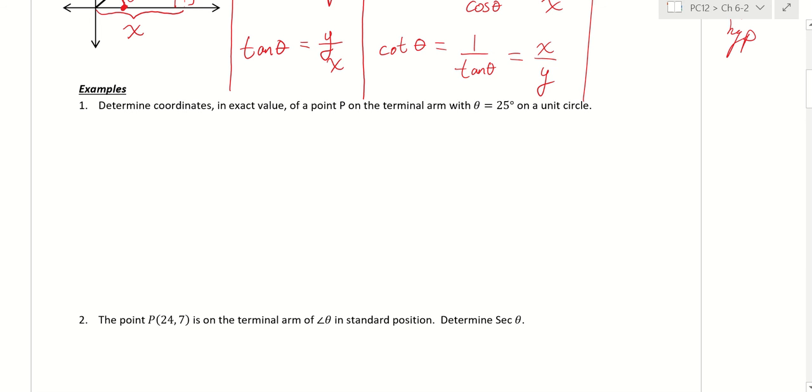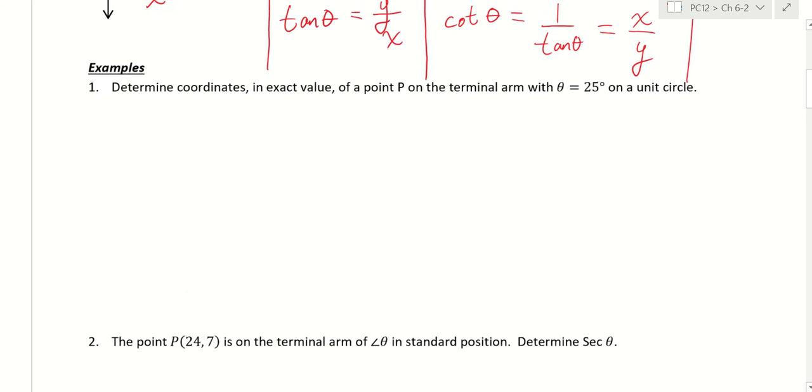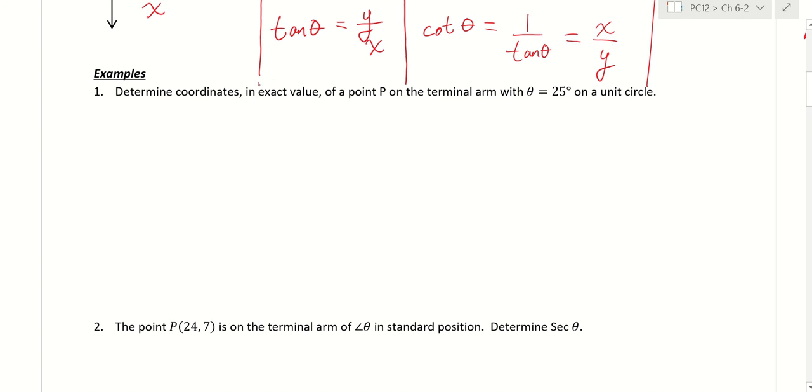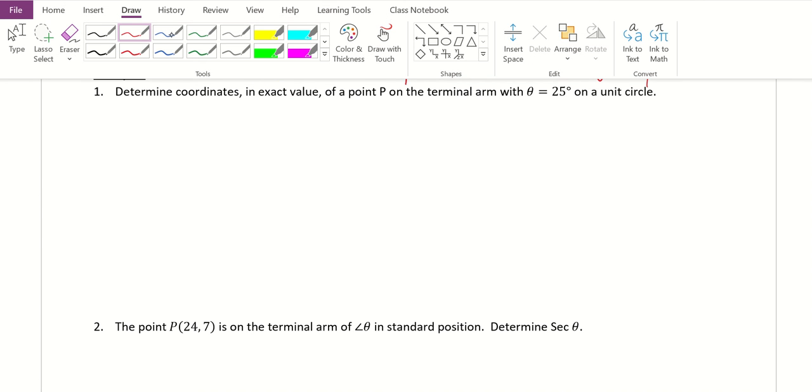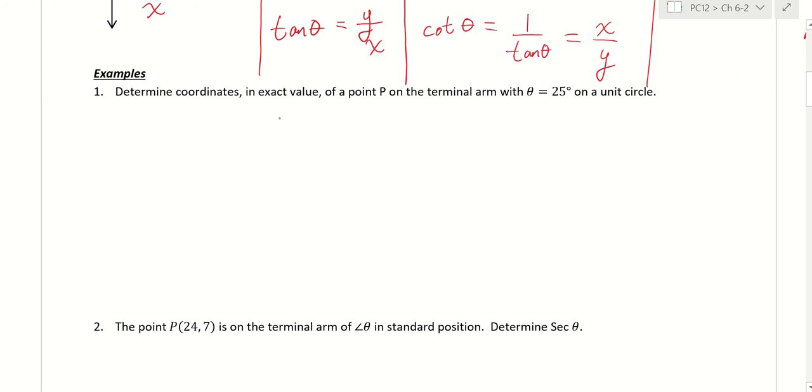Okay, let's try an example here. So here we have to determine the coordinates, an exact value. So we're not going to give a decimal approximation. We're going to give an exact value of a point P on the terminal arm with an angle in standard position. So an angle in standard position of 25 degrees on a unit circle.